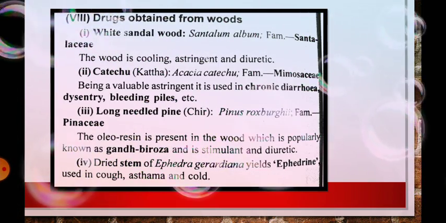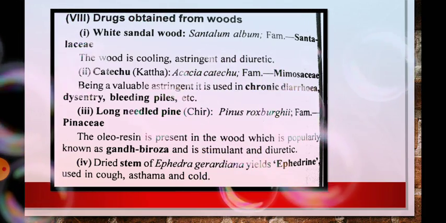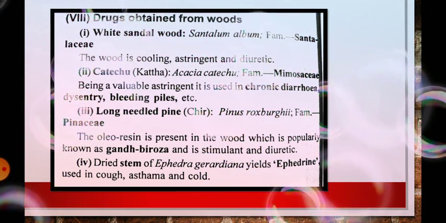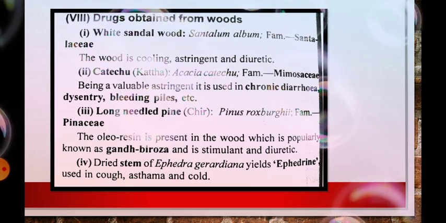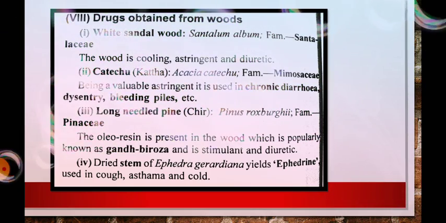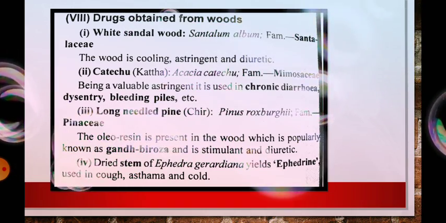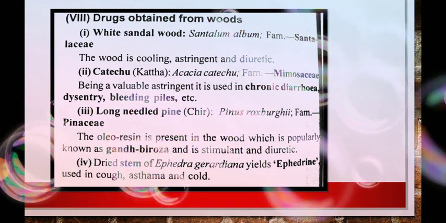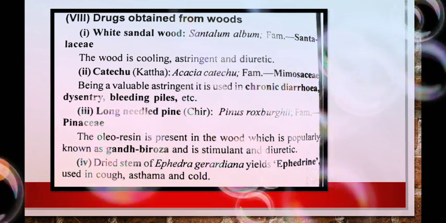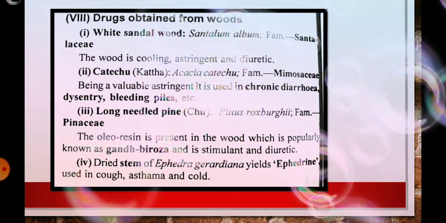Then, obtained from woods, some of the medicines are obtained from the woods. Then white sandalwood, whose scientific name is Santalum album, which we normally call chandan, belongs to the family Santalaceae. The wood is cooling, astringent and diuretic.